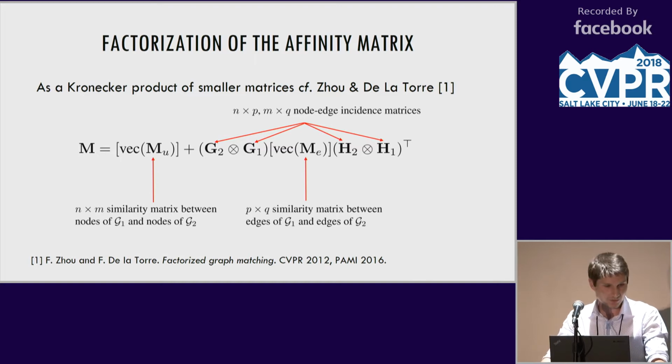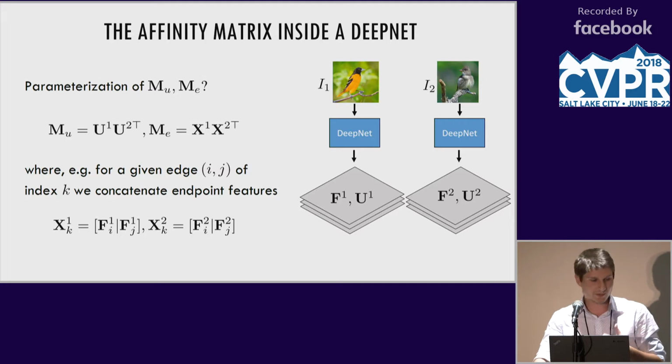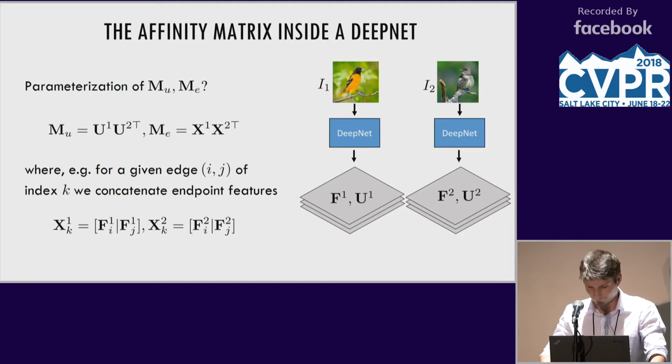G and H are matrices that completely describe the connectivity of the two graphs. Working with smaller matrices will prove essential for efficient learning. The question now is how to represent MU and ME in a way that can naturally be integrated within existing deep network architectures. In our model, each image is processed by a Siamese network producing feature hierarchies, U for vertices and F for edges. We can describe MU and ME as Gramian matrices of edge and vertex descriptors computed by the deep network. To build an edge descriptor, we extract features from endpoints I and J of an edge K and concatenate them. For a vertex descriptor, we extract the feature at its corresponding position.